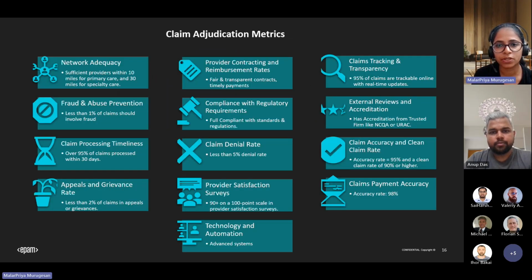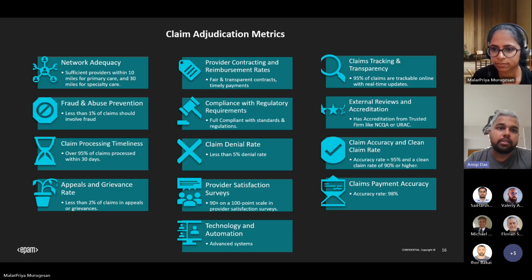But now Anup is going to tell you how to make it right. Over to you, Anup. Yeah, thanks, Priya. So, audience, although you saw there are a lot of reasons why claim processing is hard, there are claim adjudication metrics in place that are gradually making claim processing easier and more convenient for members, healthcare providers, or third-party vendors nowadays.